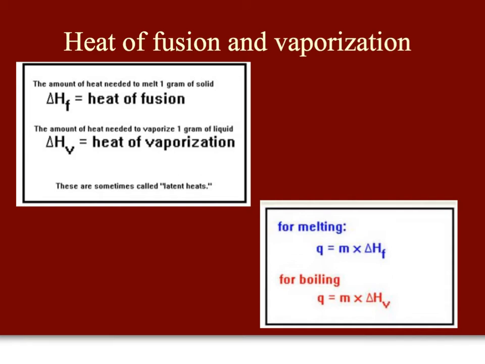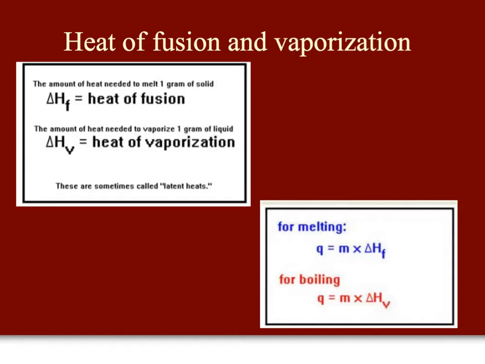This video will cover heat of fusion and heat of vaporization. Now, heat of fusion is defined as the amount of heat needed to melt a solid to a liquid without a change in temperature. Heat of vaporization is the amount of heat required to change a mass of liquid at its boiling point into a vapor without an increase in the temperature.